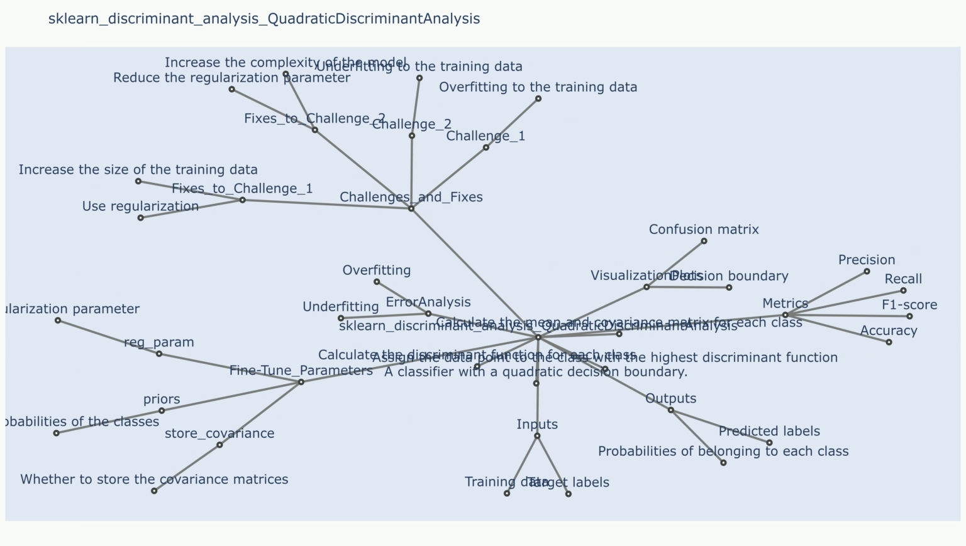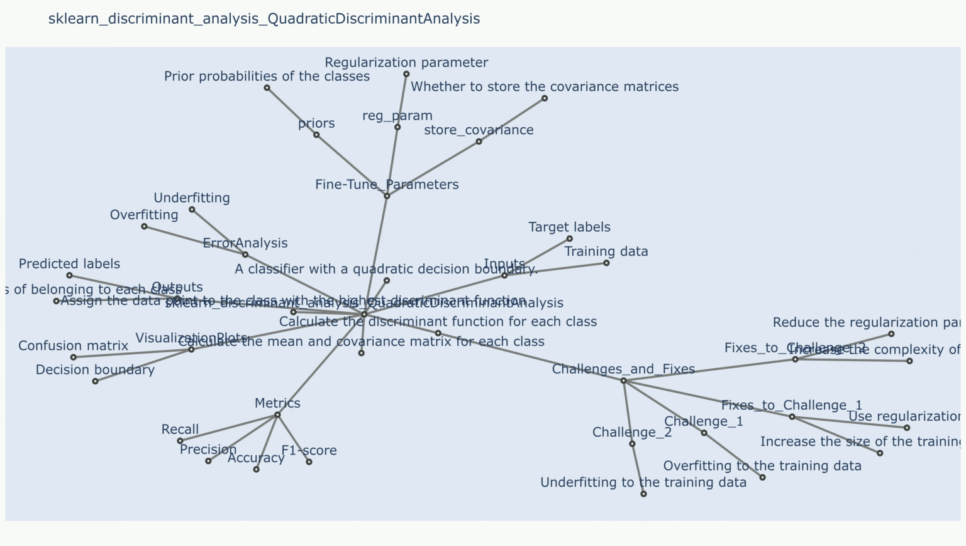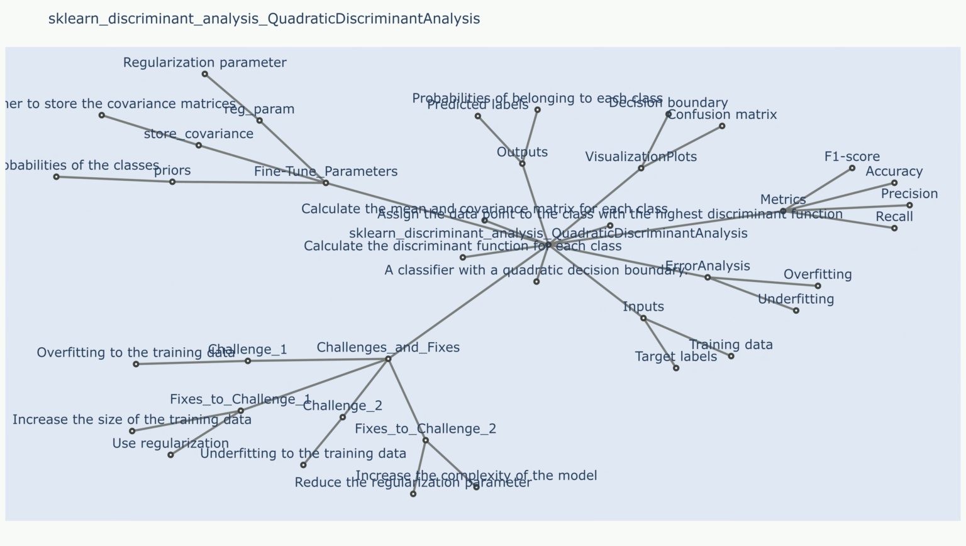Challenges and fixes. Challenge 1: the model may overfit the training data, resulting in poor performance on unseen data. Sample use case: a model trained on a small dataset of images may classify images from a different dataset with low accuracy. Fixes. Regularization: use a larger regularization parameter to prevent overfitting. Cross-validation: split the training data into multiple folds and train and evaluate the model on different combinations of folds.